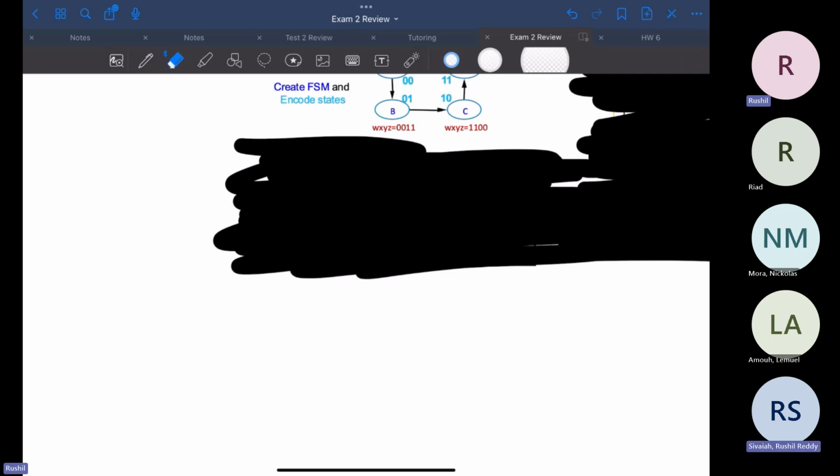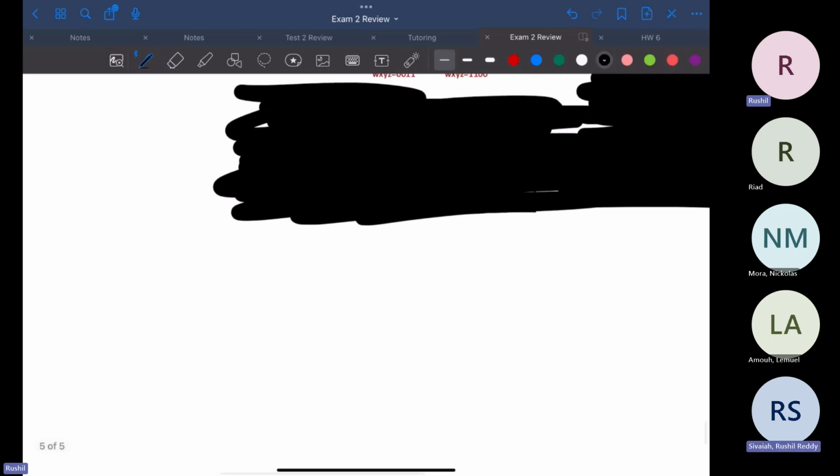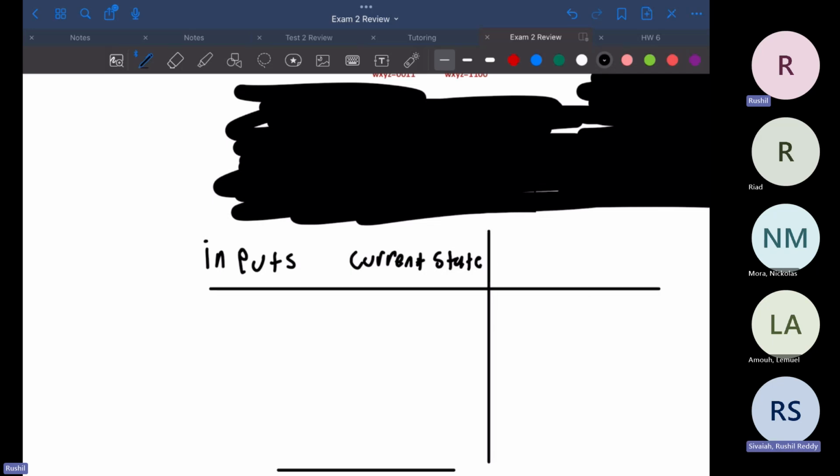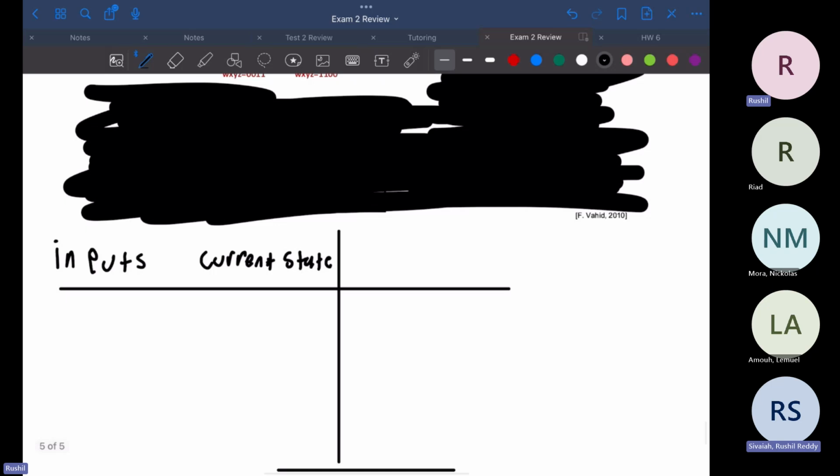Actually, I'm going to change the way you guys do this. We're going to set up a truth table. In our truth table, we're going to have our inputs, our current state, and then this will be all on this side. And then over here, we're going to have our next state, and then we're going to have our outputs. So our flip-flop and our next state are the same thing, they're going to be equal to the same thing.